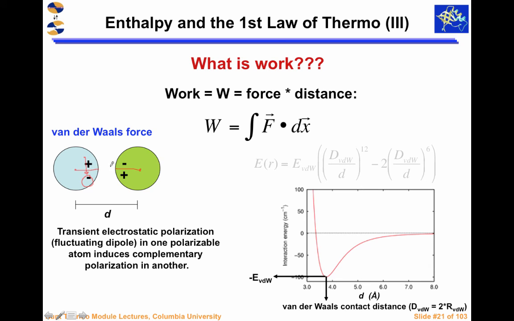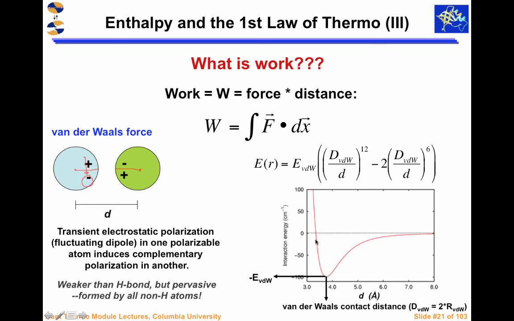The sum of the two van der Waals radii would be the distance between the centers of the atoms. That distance, where the electrostatic potential energy is minimized, the most favorable interaction distance, is called the van der Waals contact distance. Half of that would be the van der Waals radius. 2 van der Waals radii equal 1 van der Waals contact distance. And then this minimum energy would be called the van der Waals interaction energy.